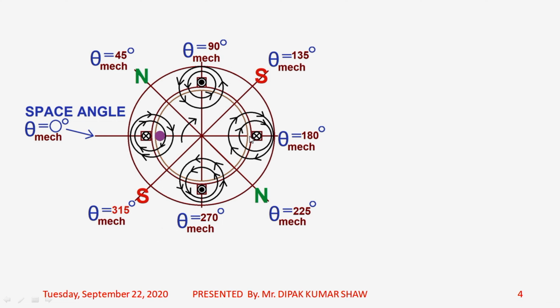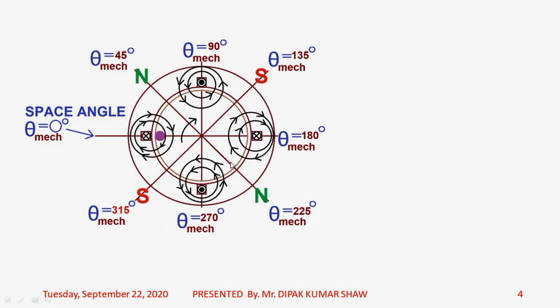But if you just make one complete rotation, that means if you move from theta equal to 0 degree to theta equal to 360 degree, you will find that two cycles of flux density distribution B have been completed. So what we say, that if there is an EMF induced in this conductor, that will be given by BLV. So whatever is the distribution of B, that will also be the nature of E, that is induced EMF.